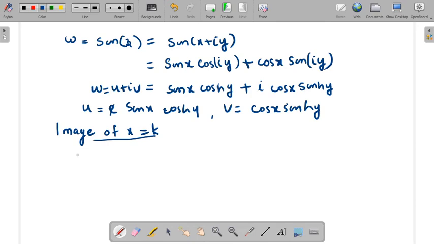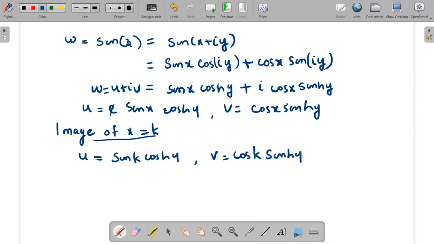So taking x equal to k, we get u equal to sin k cosh y and v equal to cos k sinh y.